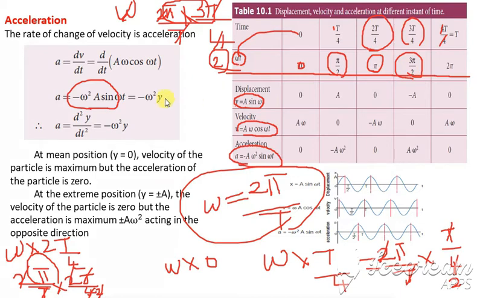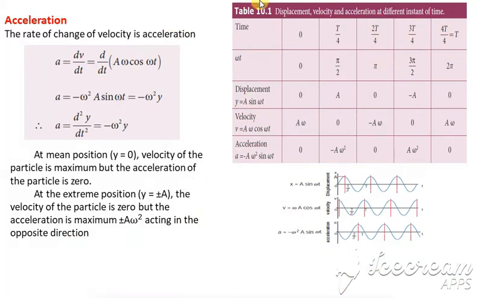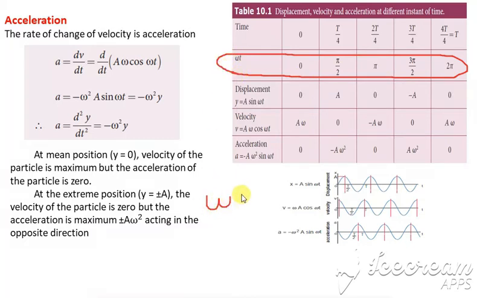Next, last is t. So 2 pi divided by t into t. Yes, so t gets cancelled. So we get it as 2 pi. Yes, clear? So we have got the value of omega t by substituting omega and t.